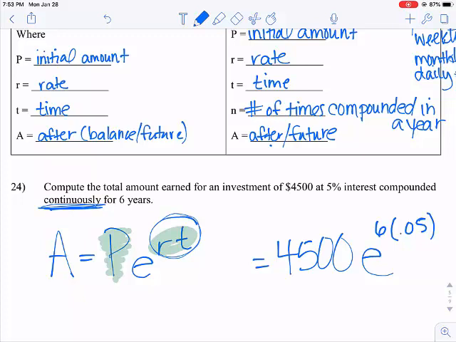Okay, so I came up with, if we're doing this continuously, $6,074.36.